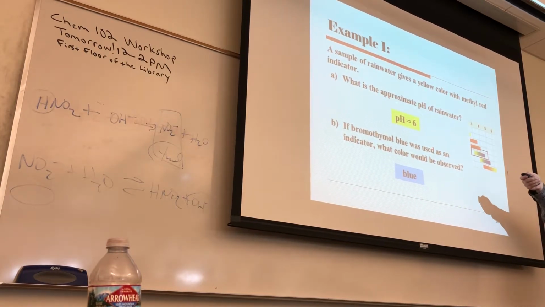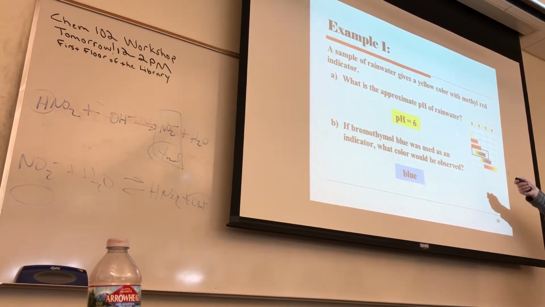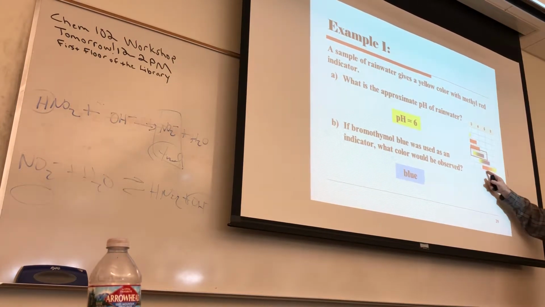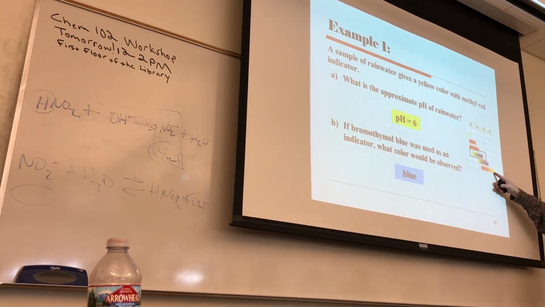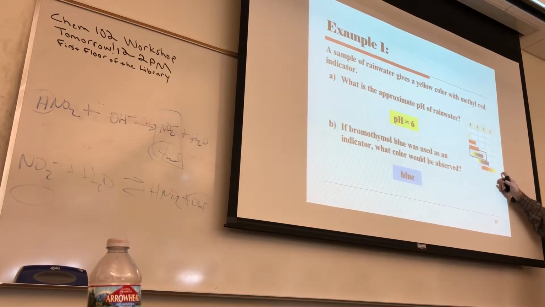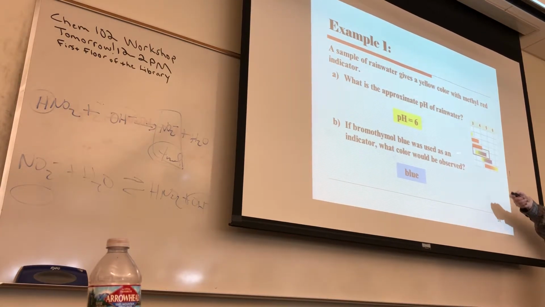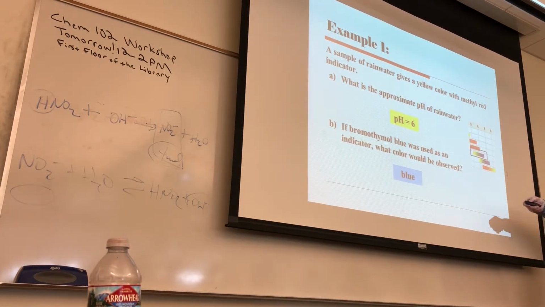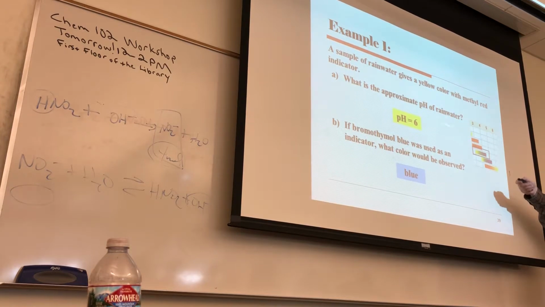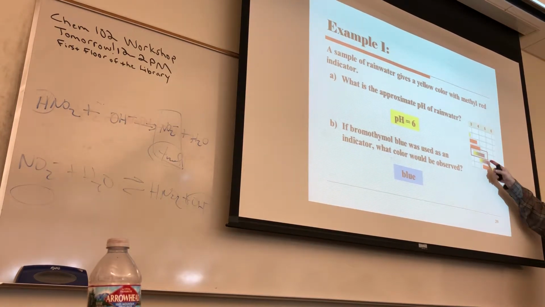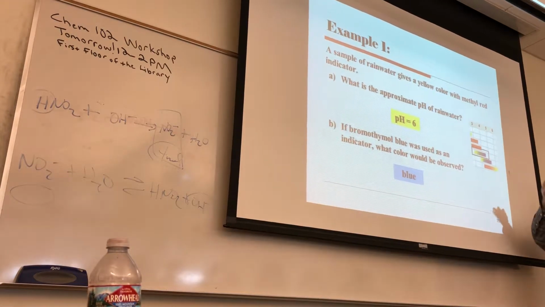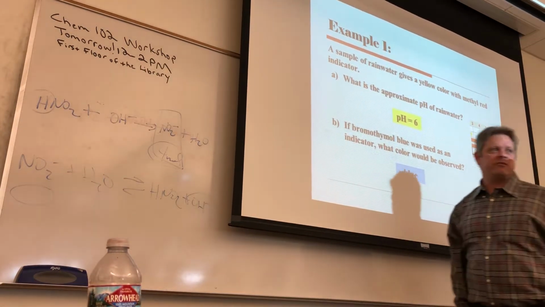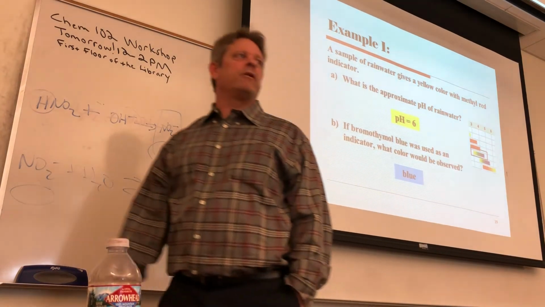And I'm saying, what is the approximate pH of rainwater? If rainwater gives a yellow color with methyl red, I highlighted that this is methyl red. It gave a yellow color, so we're saying the pH is 6 or above, and that's good enough. Then if I use bromothymol blue with that same rainwater, what color would it be? It would be blue because it's 6 and above. That's all I'm saying there. That should be pretty simple. There's nothing more than that.